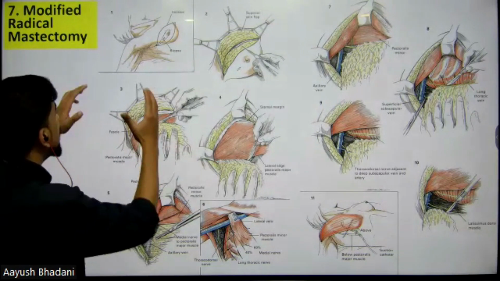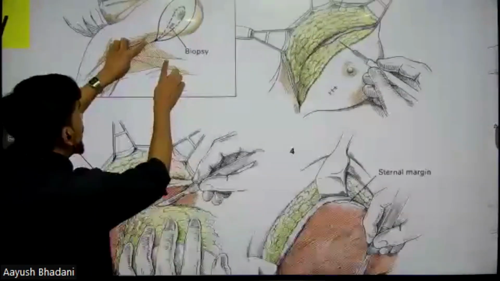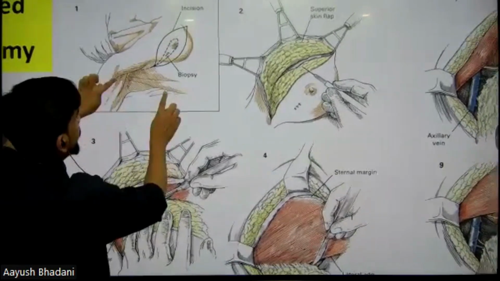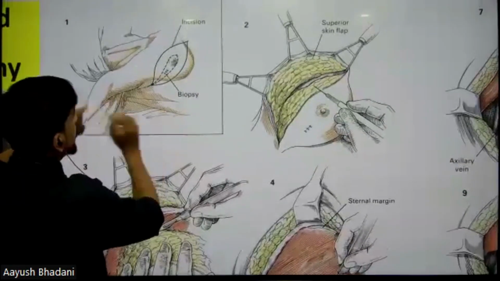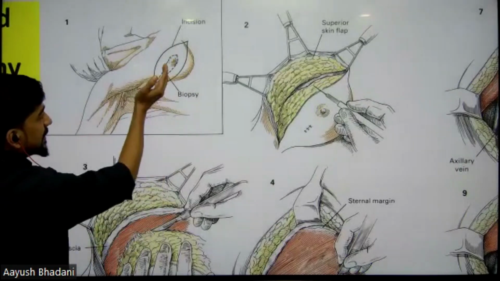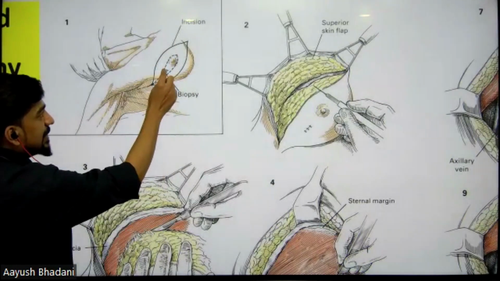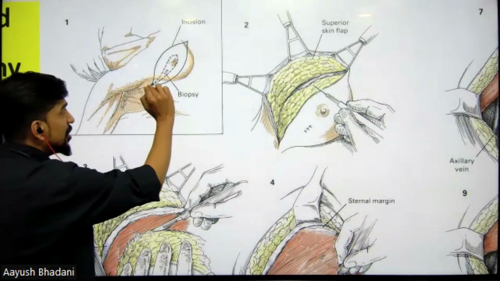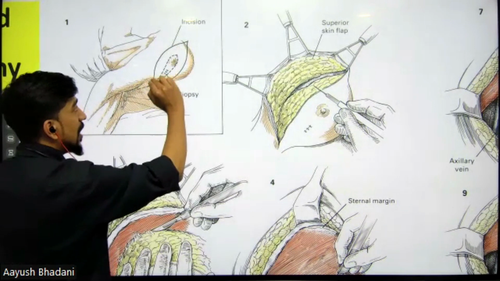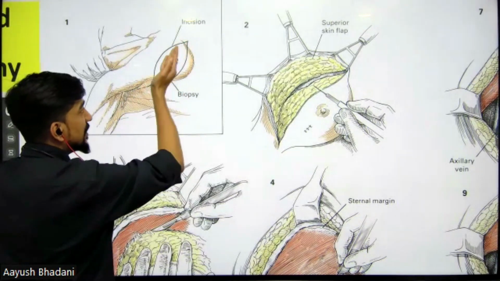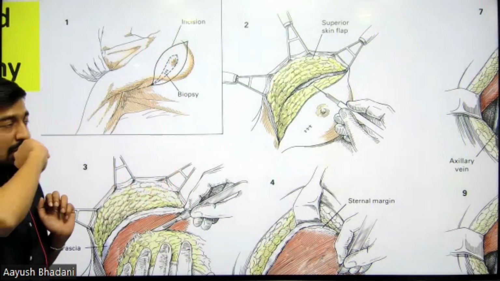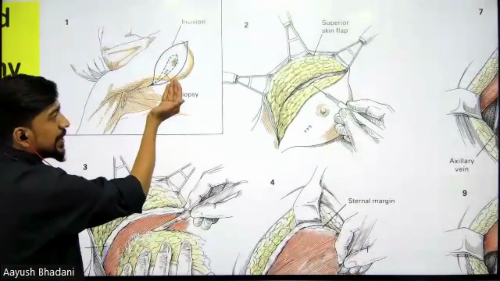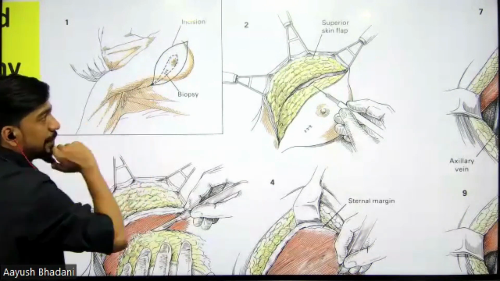Let's try to dissect it. So you have a breast. There is a cancerous lesion from where you have taken the biopsy. And now you need to take this entire chunk out through an elliptical incision. So once you put the elliptical incision, the next structure which you're going to encounter is the fat.